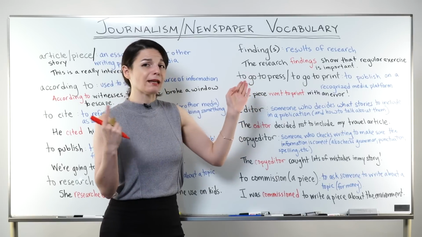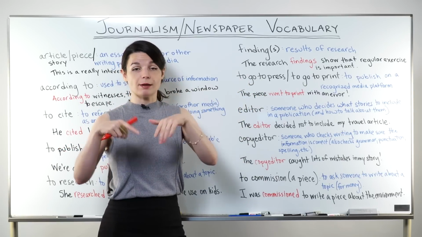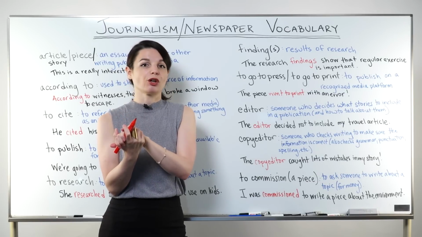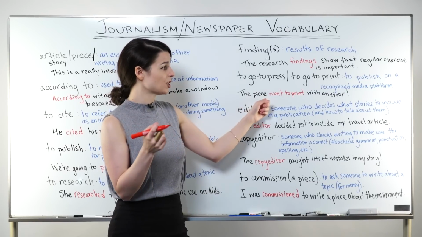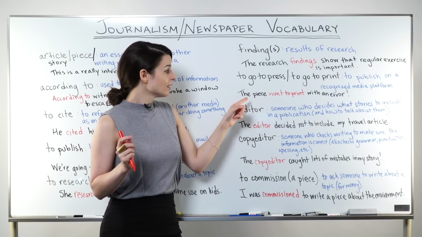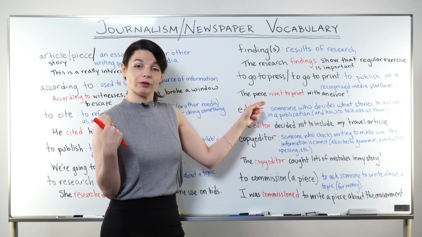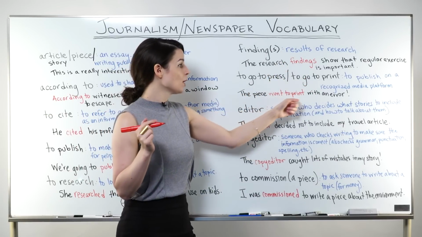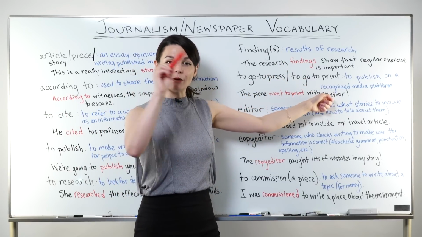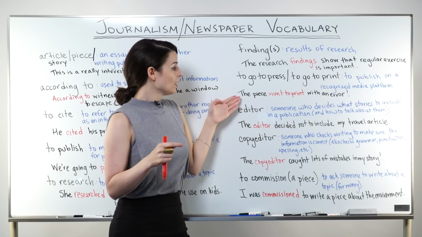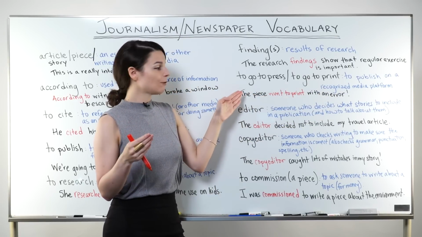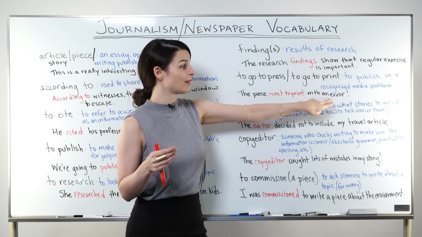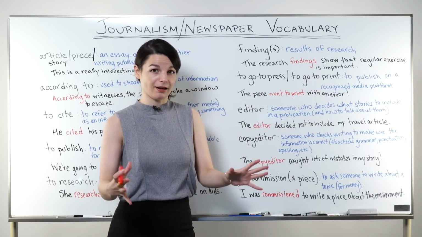But again, this has the same meaning of publish. It means to share something, to make it accessible for other people to read. So to go to print or to go to press. For example, the piece went to print with an error. So that means the piece, my story, the thing that I wrote or the thing that someone wrote, went to print. That means it was shared on a large media platform with an error. That means inside the writing, there was a mistake. So the piece of writing was shared to a lot of people on a recognized media platform, but there was a mistake inside the writing. So that's what this means.